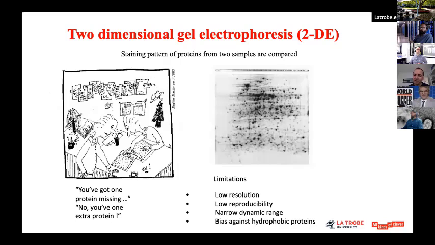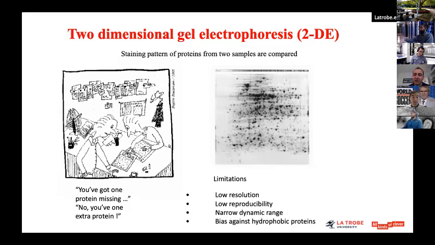So let's imagine that you have to study E. coli, and you want to study the effect of heat shock. You'll have two sets of cells prepared, one in normal conditions and one under heat shock. So you will harvest your cells, you will prepare your proteins.